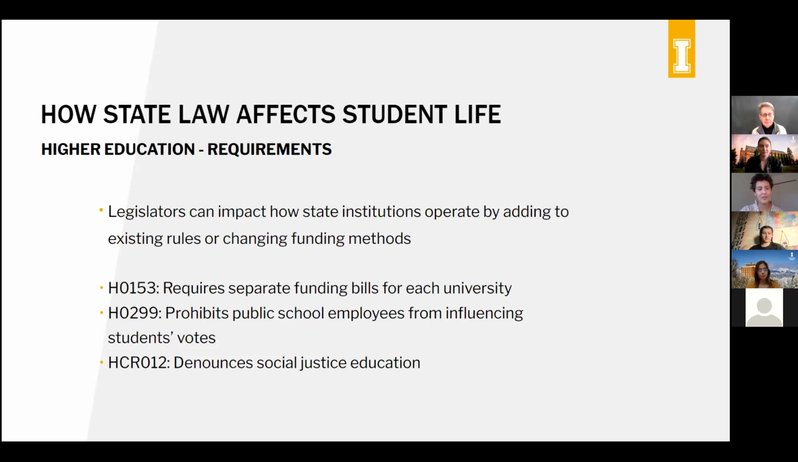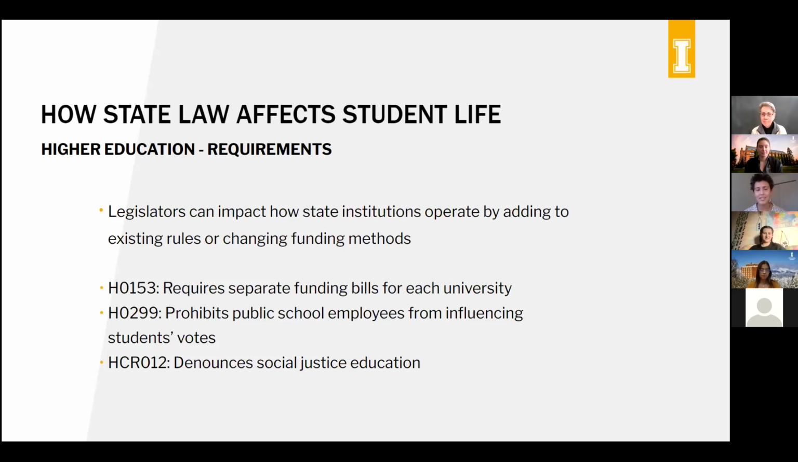And then finally, House Concurrent Resolution 12. And resolutions are kind of the legislature's way of saying, this is our opinion on some general issue, not necessarily making a change to state code, but just kind of saying, we're encouraging you to do this, or we think this is a good idea or a bad idea. So this resolution actually denounces social justice education. In this resolution, it recommends that universities stop implementing social justice and also encourages future legislators to punish universities that decide not to eliminate social justice coursework, positions, and departments.